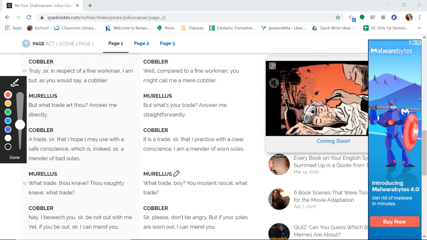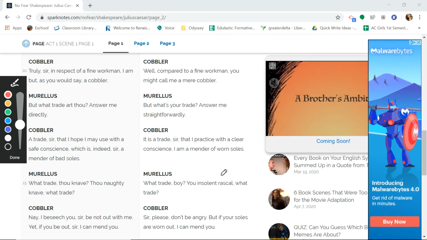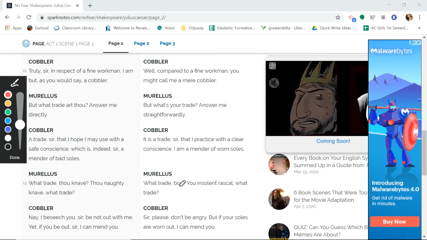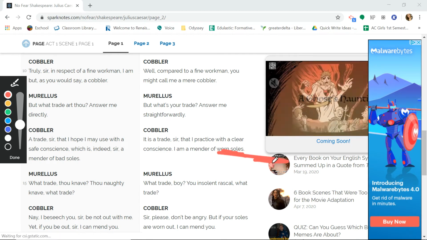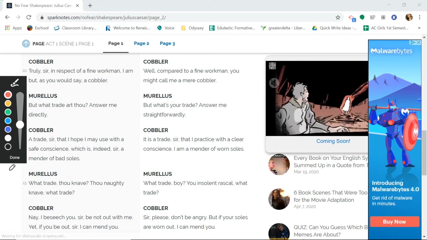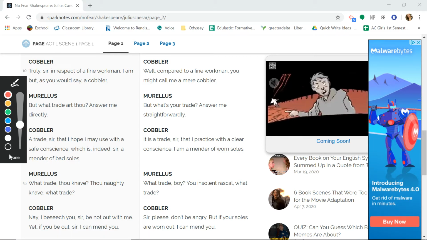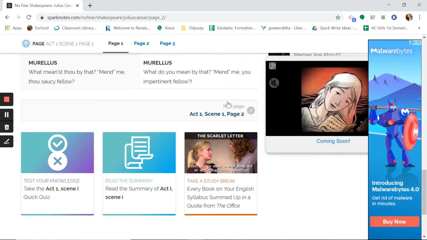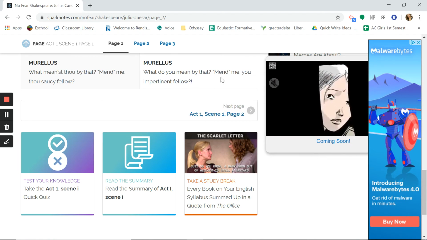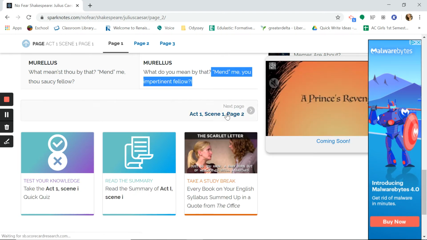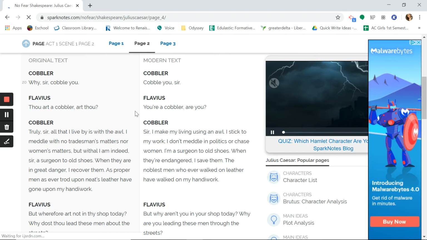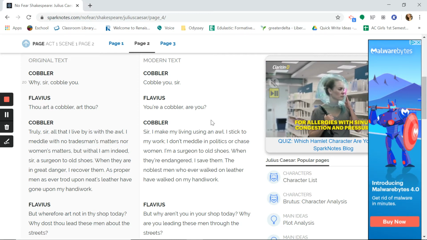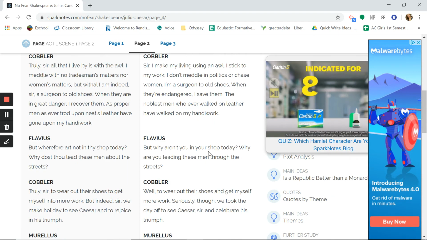And Marullus picks up on that, and he's like, well, what trade, boy? You rascal, what trade? Because remember, they're talking to each other. Marullus doesn't see that this is about the sole, and so he assumes that the cobbler is making a joke and saying your soul. And so they go back and forth a little bit, and he keeps going with the joke. The cobbler's funny. And finally, the cobbler's like, yes, I can fix shoes.